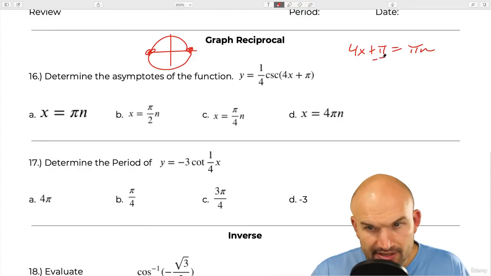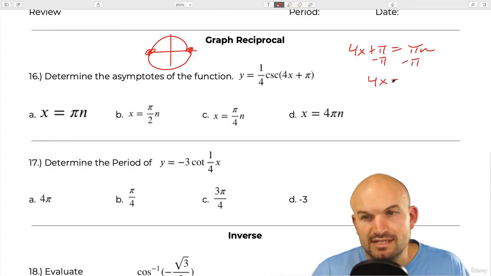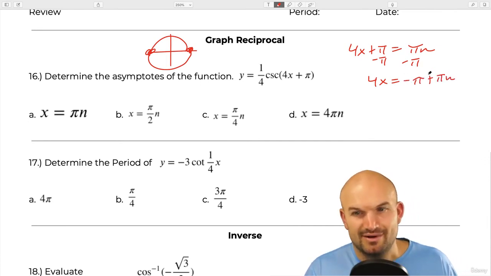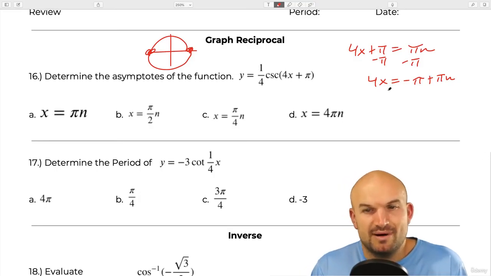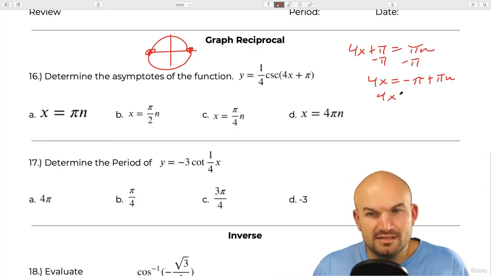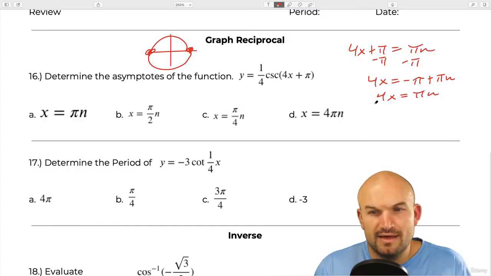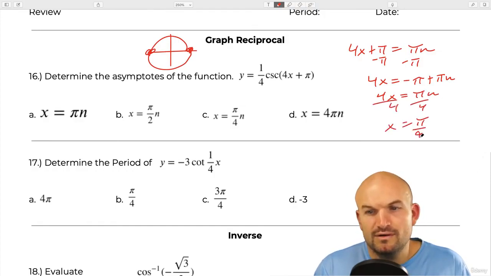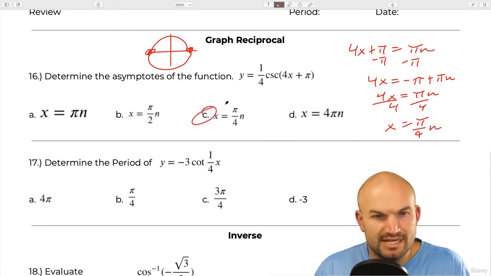So let's see, we can subtract the pi. Okay, so 4x equals negative pi plus pi n. Well, that's not really changing anything, right? If you just subtract pi, but you're always adding pi n, so we can just rewrite that as 4x equals pi n, and then divide by 4. So x equals pi over 4 n. C.